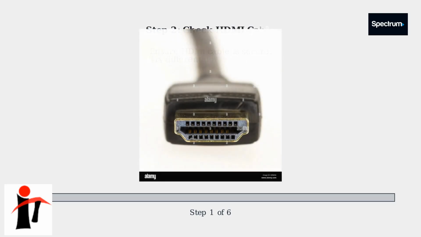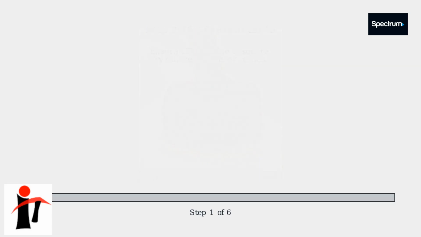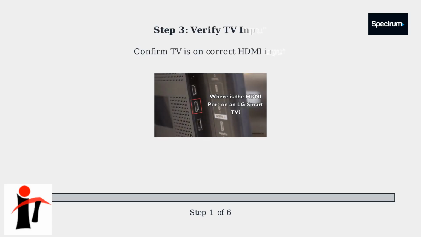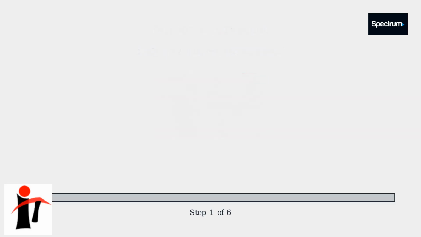Next, meticulously check your HDMI cable. Ensure it's securely plugged into both the cable box and the TV. Try using a different HDMI port on your TV or even swapping the cable with a known working one. Then, verify that your TV is set to the correct HDMI input corresponding to the port you're using.